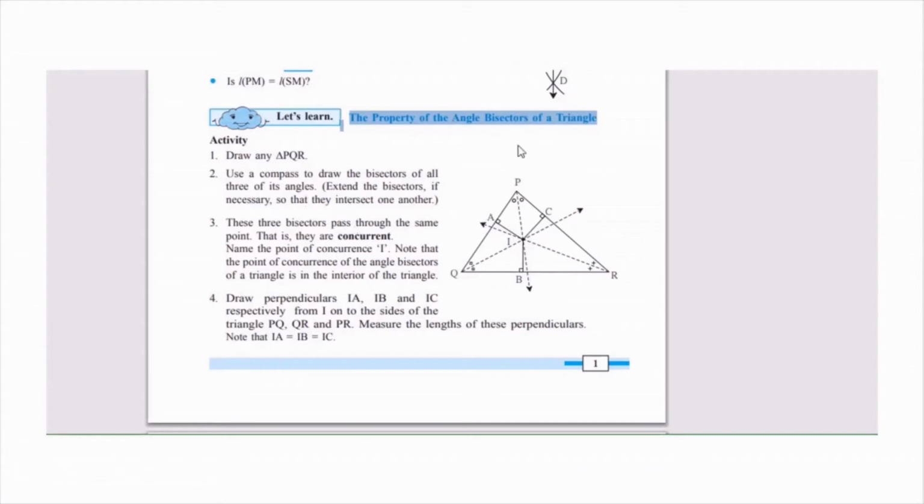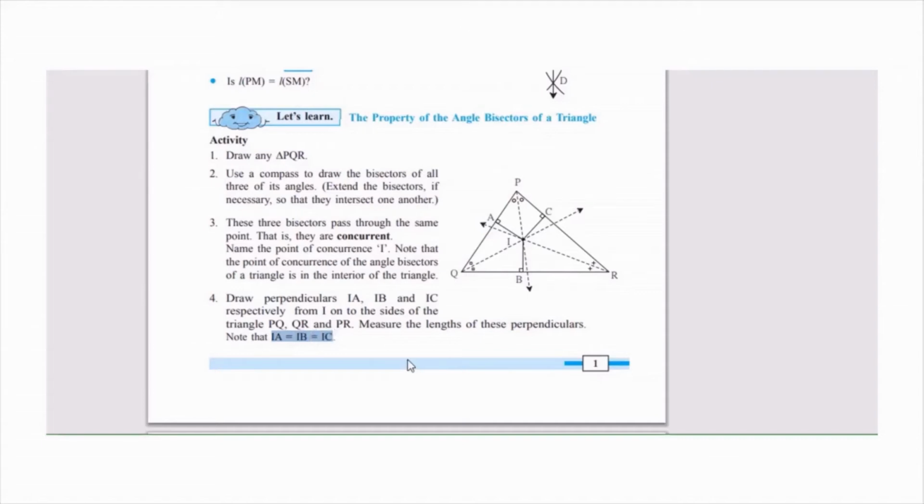If you draw the angle bisectors of a triangle, there are 3 angles for a triangle. The angle bisectors are concurrent, C-O-N-C-U-R-R-E-N-T. Here in this case, there is a point I, which is the concurrence point. Secondly, if you draw perpendiculars from that point to each side of the triangle, here from I to A, I to C, and I to B, then these perpendiculars will be of equal length.